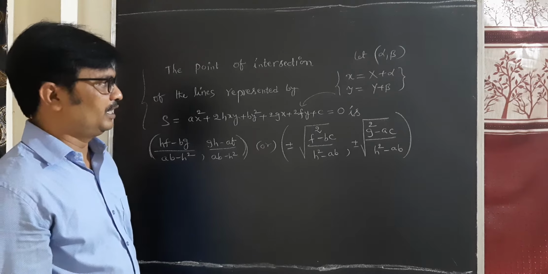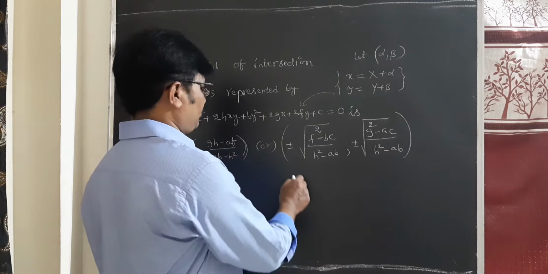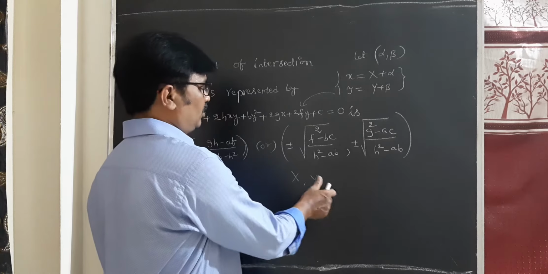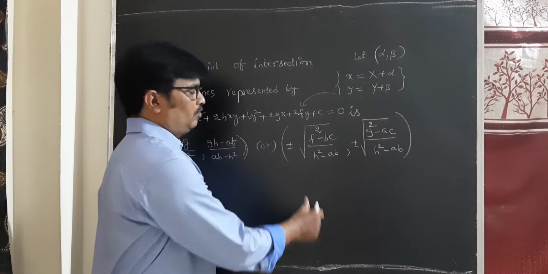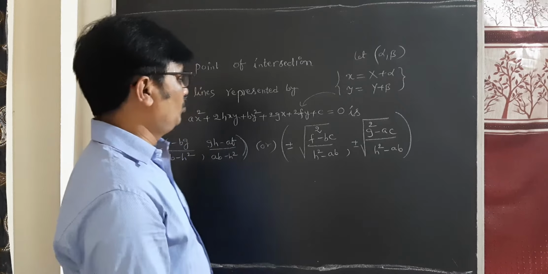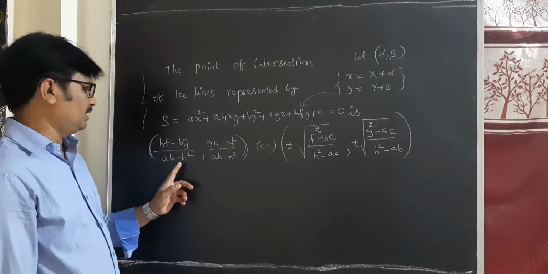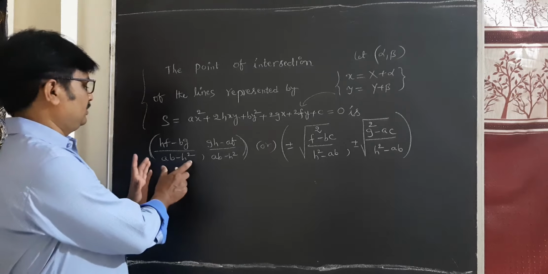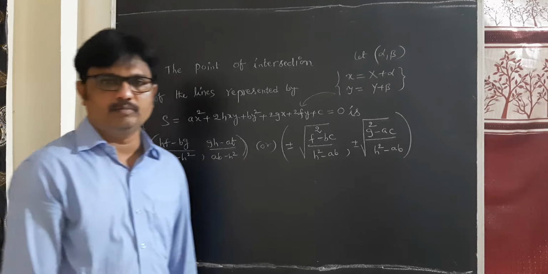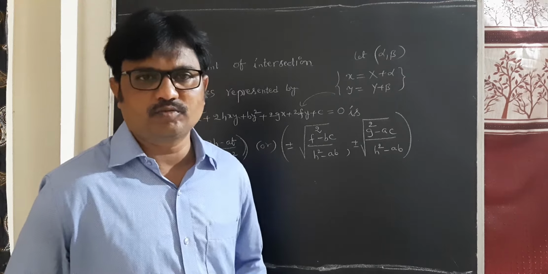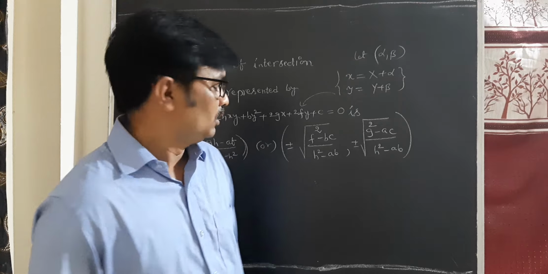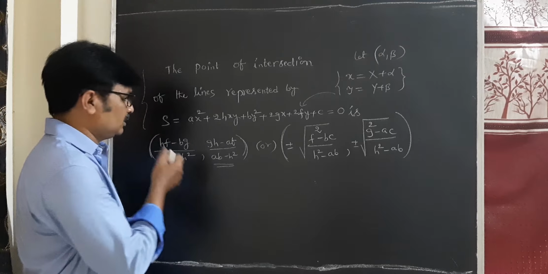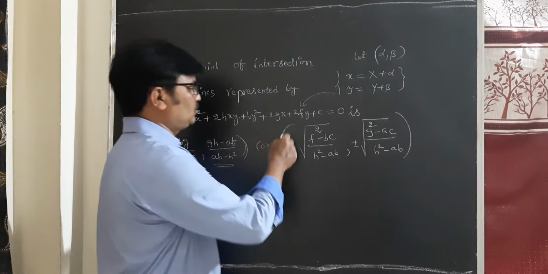After that, the first degree terms, that means the coefficient of capital X and the coefficient of capital Y, are equal to 0. After solving, we get the point of intersection (hf minus bc) by (ab minus h square), (gh minus af) by (ab minus h square). Again, I will explain this at the time of change of axes or transformation of axes. Okay students, now how to get this? Either way you can apply the point of intersection.